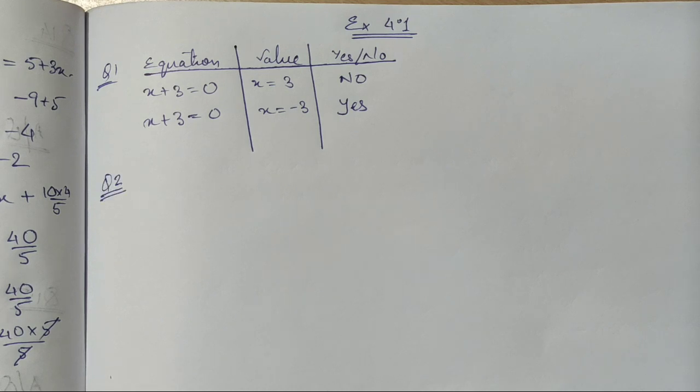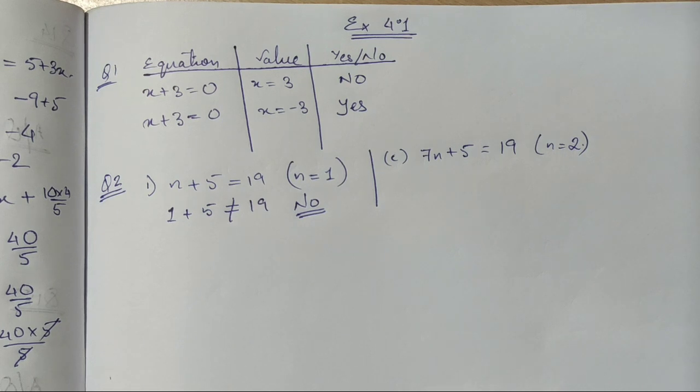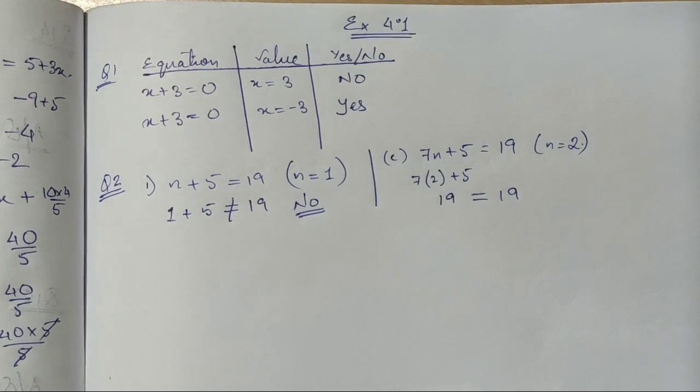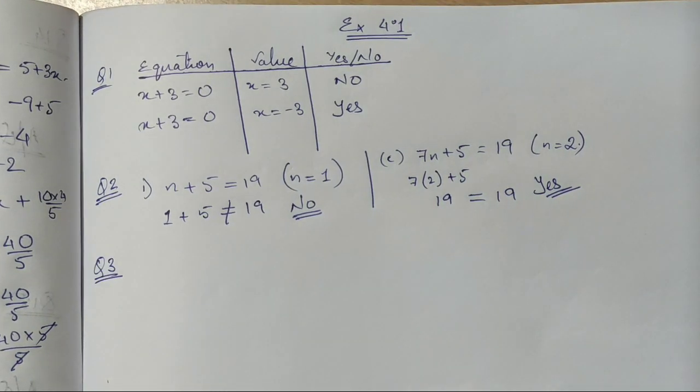Okay, now next is question number 2, in which an equation is given and the value of the variable is also given. We need to check whether it is satisfying the equation or not, just like the previous one. So for the first part, it is not satisfying the equation. Okay, now taking the third part, putting the value of n equal to 2 in the equation, what do we get? 19 only. So it is satisfying the equation. Okay, so you have to show this solution in this question. Next is question number 3.